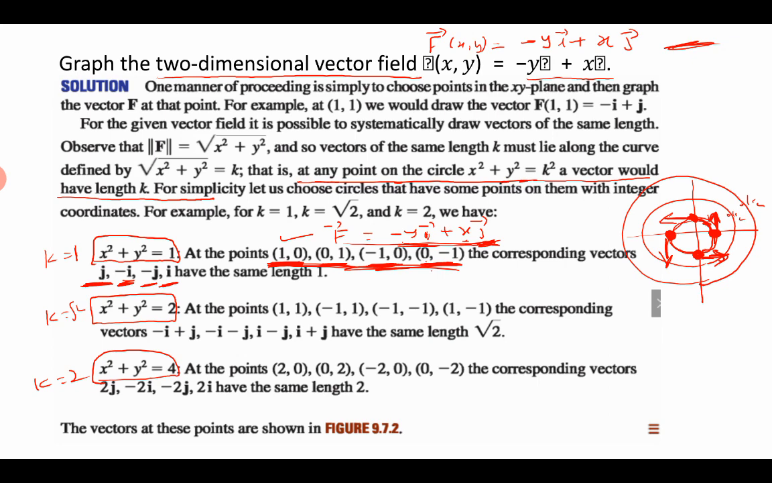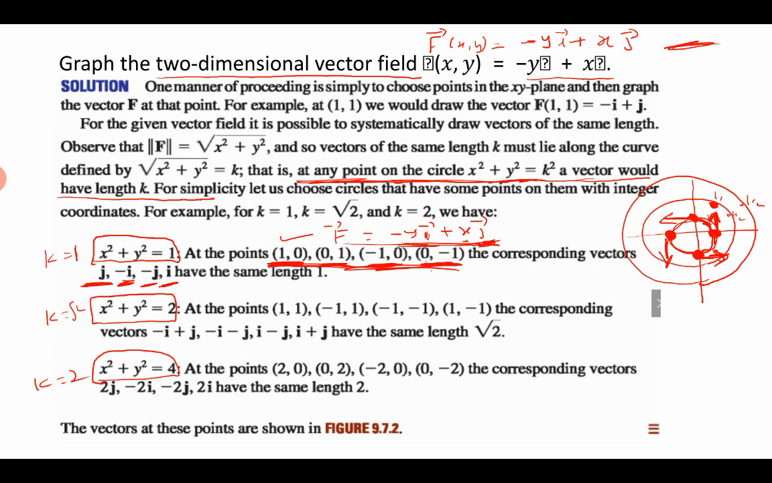Now the second circle k2 is of radius root 2, isn't it? Now we need to choose points on the circle so that the length of the vector is root 2. So at all points, as per this rule, at any point on the circle of radius k, the vector has length k. So obviously we will choose a vector here.